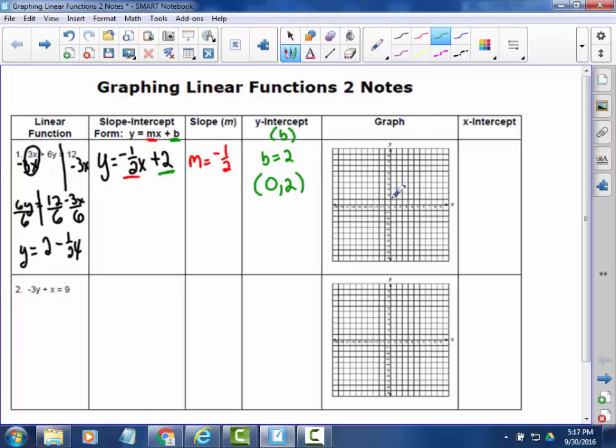So to graph, we go on our y-axis and we find 2, and we place our point. We move negative 1/2, so that means go up 1 and to the left 2, or you can go down 1 and to the right 2. And then I like to continue the pattern just so I get a number of good points in case I'm going to have to do something else with my graph.